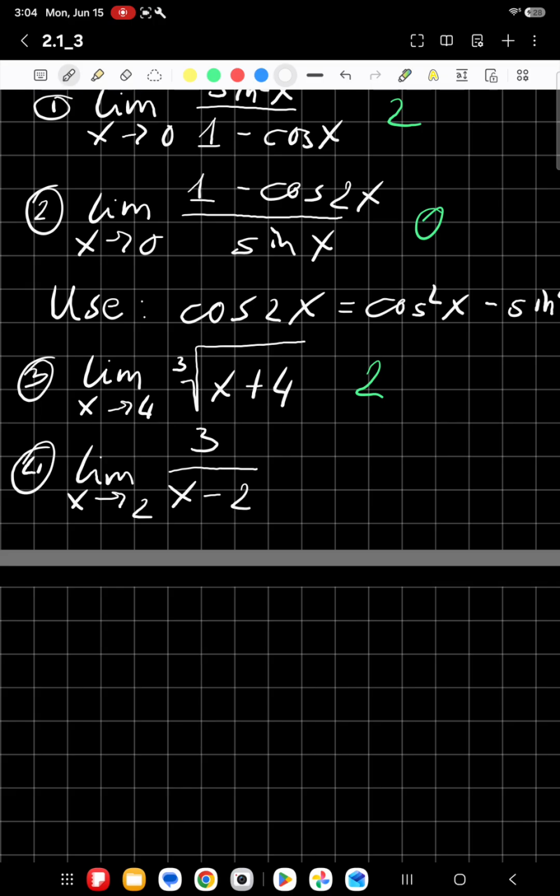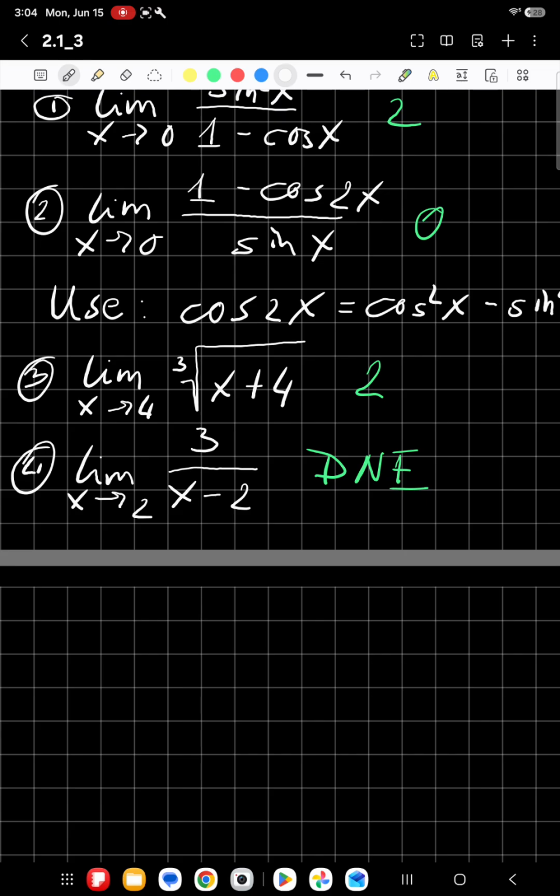3 over x minus 2. When you're solving this one, I don't think you can solve it algebraically, especially because the limit doesn't exist. So maybe make a graph for number 4.